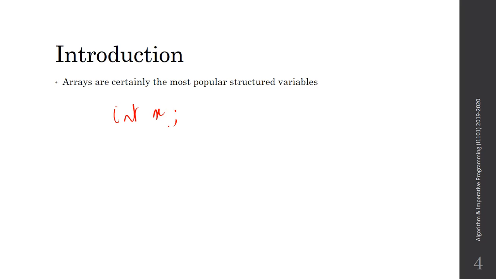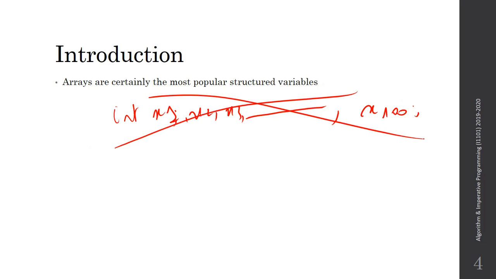Now suppose that we want to use 100 variables. One idea is to declare x1, x2, x3 until x100, and then manipulate all the 100 variables. It would be very difficult and it's not feasible. So in case we want to use many variables of the same type, we will use the notion of array. In this case we'll use, for example, int x[100].